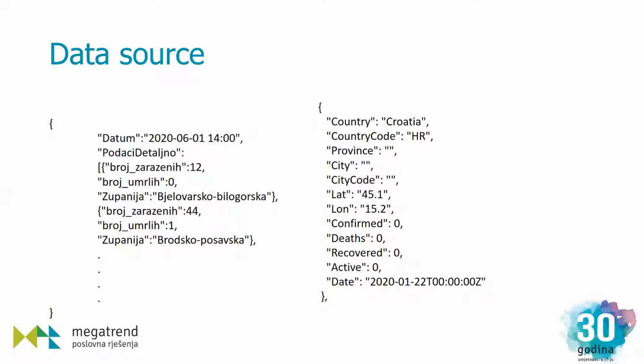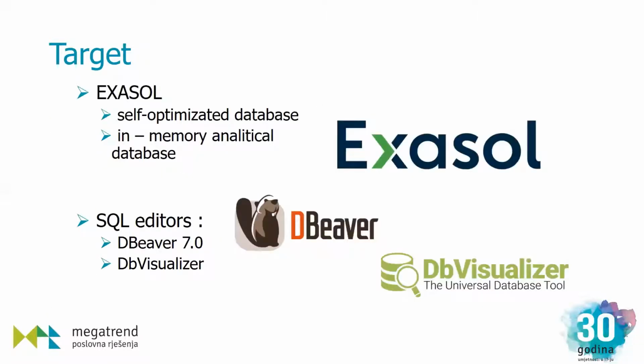In this data, you can see some numbers of infected, numbers of dead for a particular province in Croatia and for a particular date. On the right side, you can see just a part of a huge JSON that presents the number of confirmed, deaths, and recovered for Croatia on a particular day.